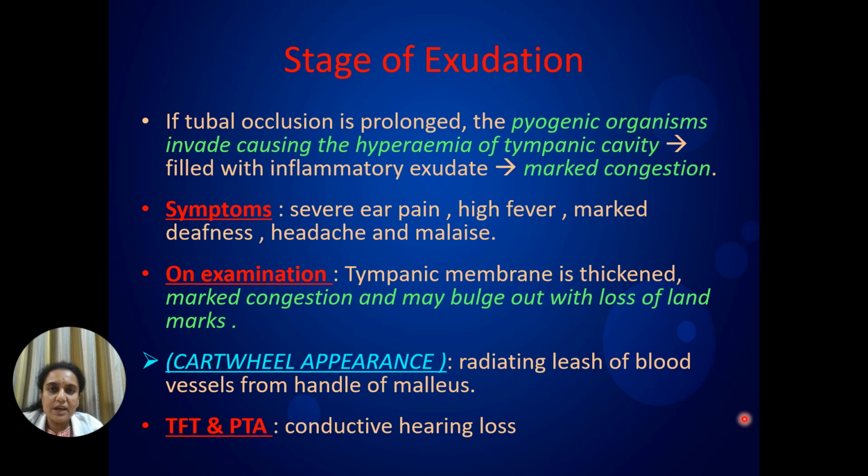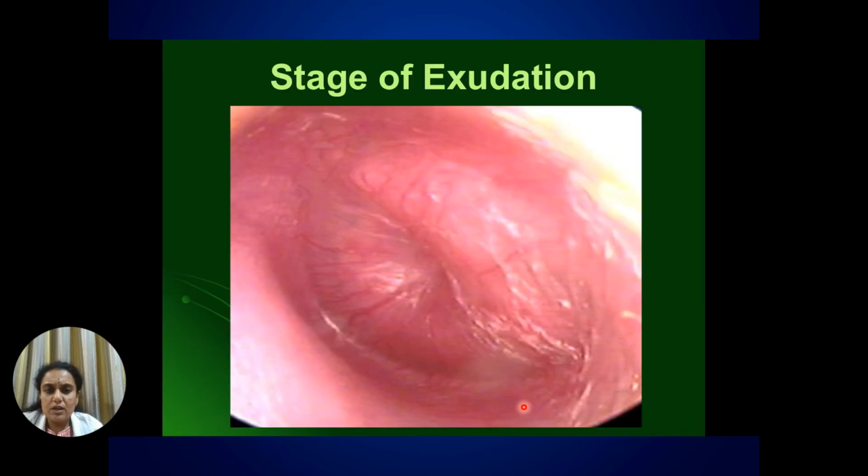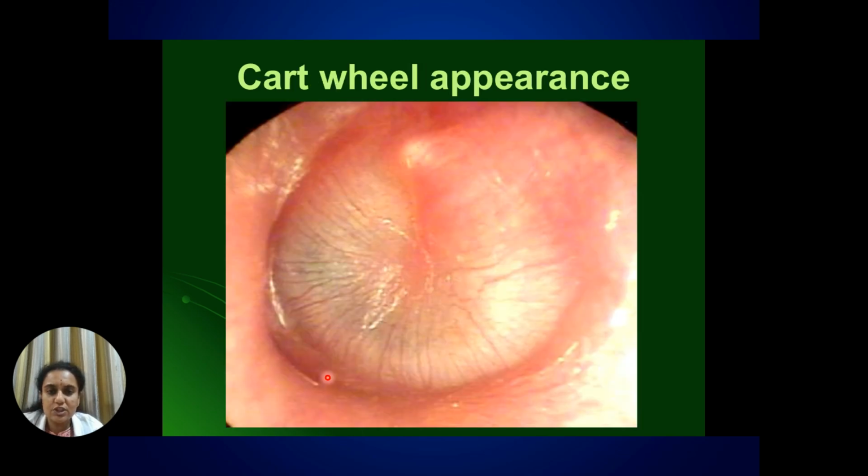And on examination, the tympanic membrane is also thickened, congested, and may also bulge out with the loss of its landmarks. In this stage, the appearance of the tympanic membrane is given the term cartwheel appearance, wherein we find a radiating leash of blood vessels from the handle of malleus. And on tuning fork test, again Rinne is negative, giving a conductive hearing loss interpretation. So this is a stage of exudation where we can see a little bulge of the tympanic membrane with congestion and a leash of blood vessels that run towards the periphery from the handle of the malleus, giving a cartwheel appearance.